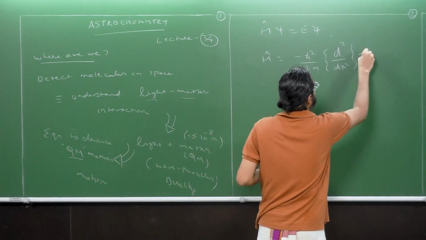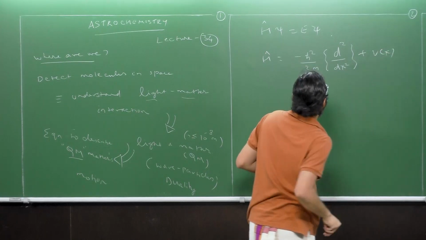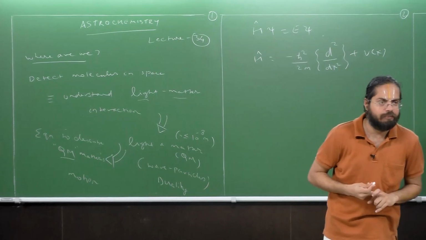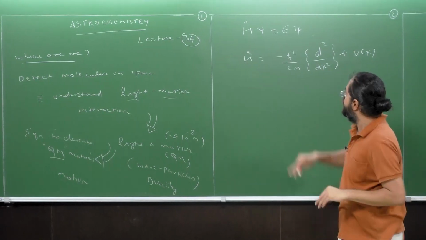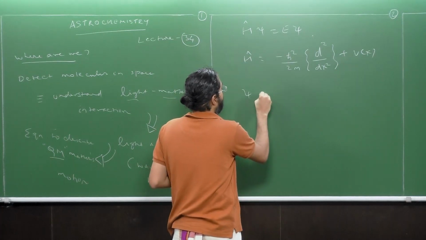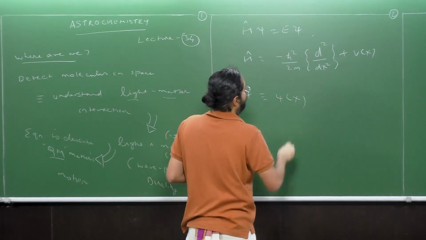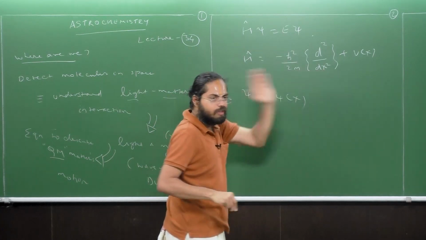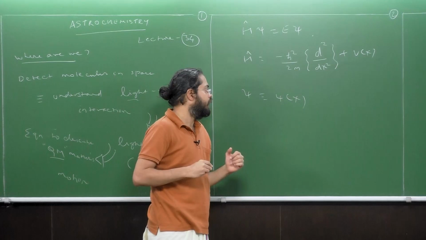This plus some potential, the form of which we don't know yet. It depends on the system. Okay, so this is the H, and your psi, which is a function of x, which is a function of the direction along which the motion is happening, right?